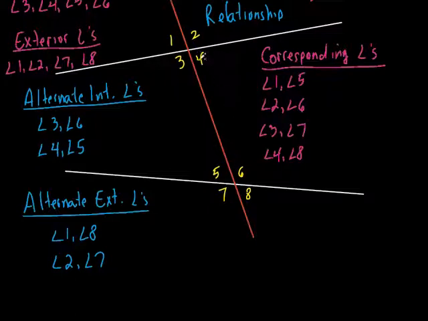They're on the same side of the transversal now, aren't they? But they're also what kind of angles? 4 and 6. They're in between the two white lines, so they're interior, right? They're interior angles, but they're on the same side of the transversal.